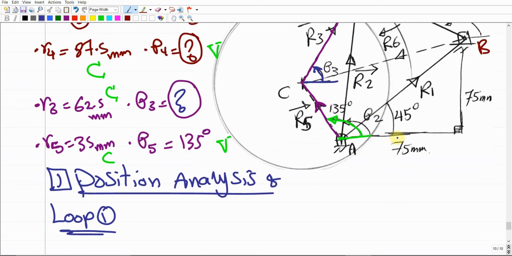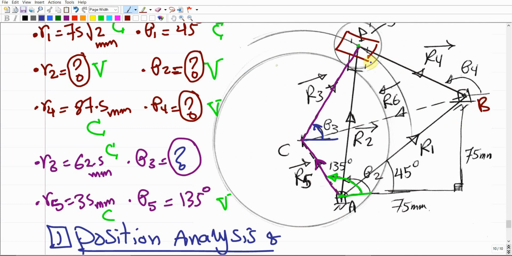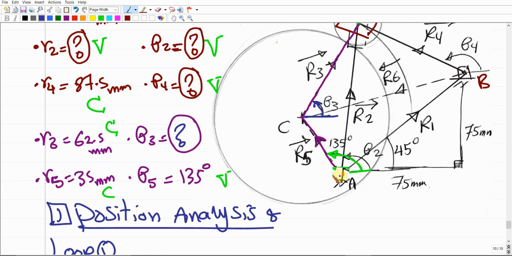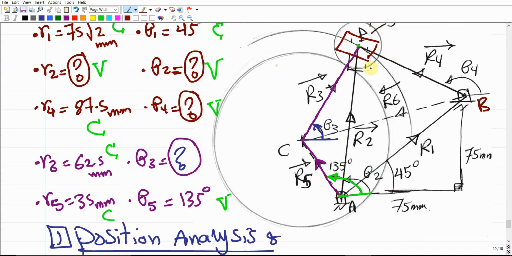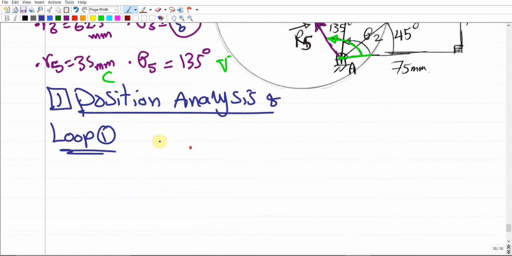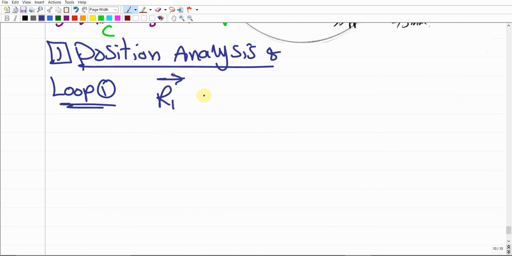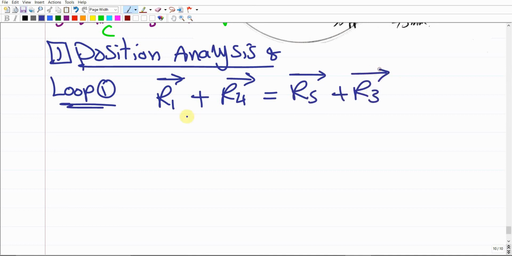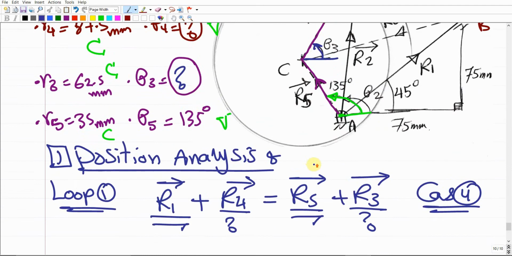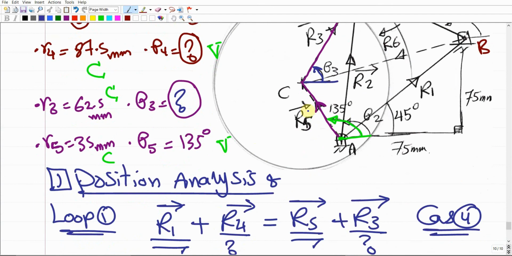The first loop includes 4 position vectors, R1, R4, R3, R5, just excluding R2. And as you can see, R5 and R3 are already rotating in the same direction, but R1 and R4 in the opposite direction. So we can say that R1 vector plus R4 vector in one direction equals the R5 vector plus the R3 vector in the opposite direction. R1 is fully defined, R5 is fully defined, but this one has magnitude, no direction, so this is case 4, right? 2 unknown directions for this 4-bar linkage or these 4 position vectors.